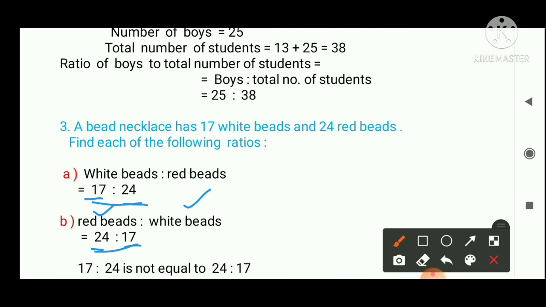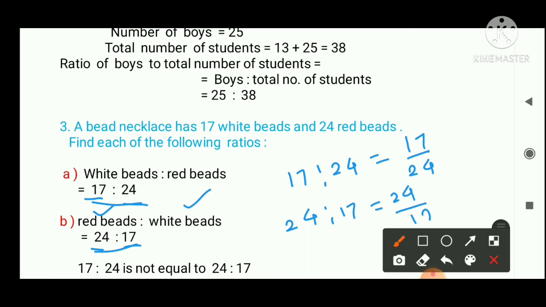Now next, the question asks: are the two ratios equal? So here the order of terms in a ratio is very important. In the first ratio we get 17 is to 24, which means 17 upon 24. And in the second ratio we get 24 is to 17, which means 24 upon 17. So are they the same? No, these are not the same. So we can write 17 is to 24 is not equal to 24 is to 17.